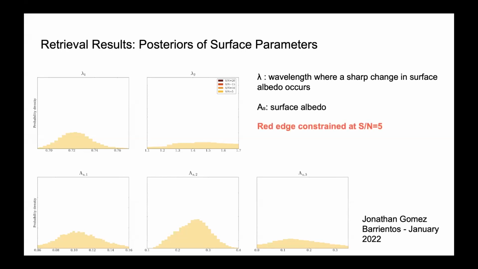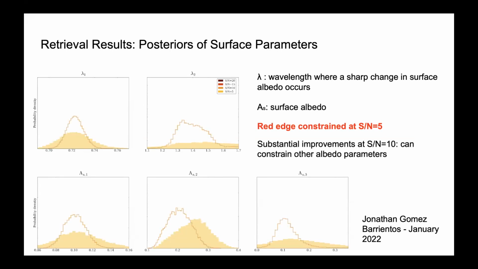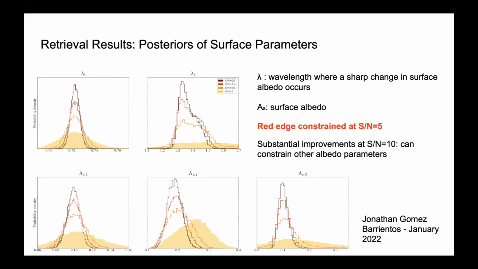And the key takeaway here is that the lambda 1 parameter is showing us that the red edge can be constrained at a signal-to-noise ratio of 5. And if you double the S/N to 10, there are substantial improvements because we can constrain the remaining surface free parameters, and more improvements as you increase it to 15 and then finally 20.